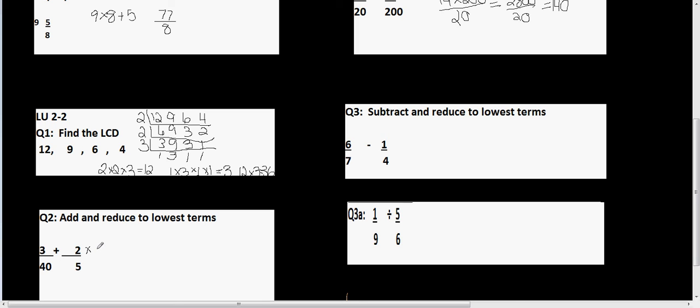We multiply the 2 times the 8 and the 5 times the 8, and we find out that the equivalent to 2/5 converted to 40ths is 16/40. Okay, now we can go ahead and add. We can add 3/40 plus 16/40, and that's going to give you 19/40.